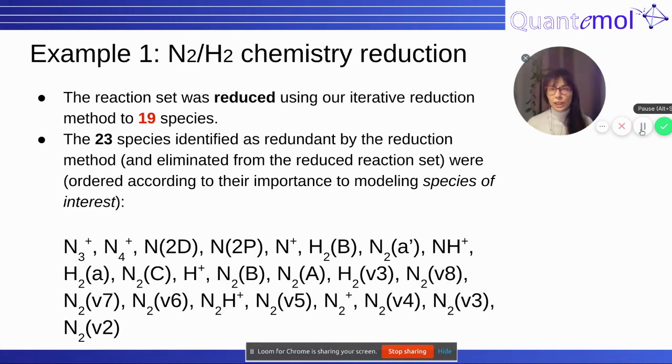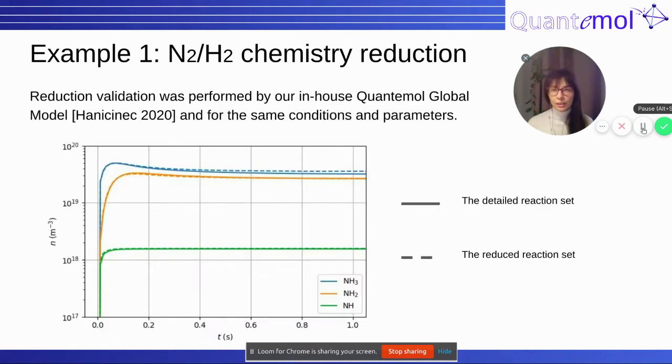We have used our iterative reduction method and reduced the number of species from 42 to just 19. 23 species were considered to be redundant, and I list them below. Also, if we compare the results of the global model for the reduced set and the detailed set, which you can see here, the detailed reaction set is a solid line and the dashed line is the reduced set, so they almost overlap for our species of interest.